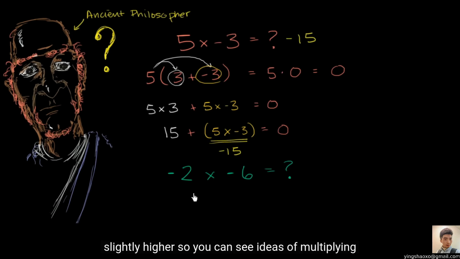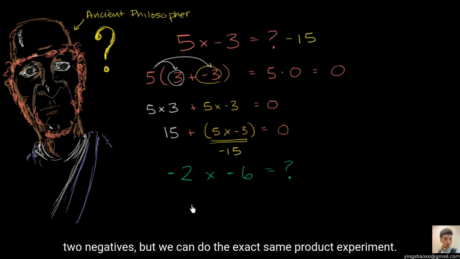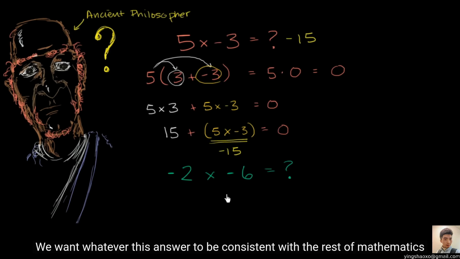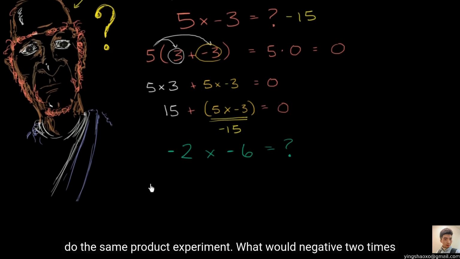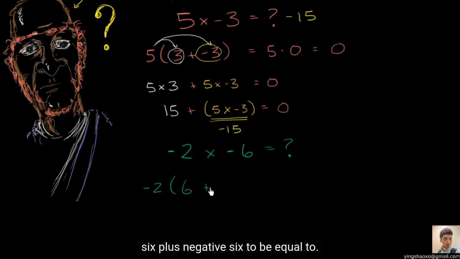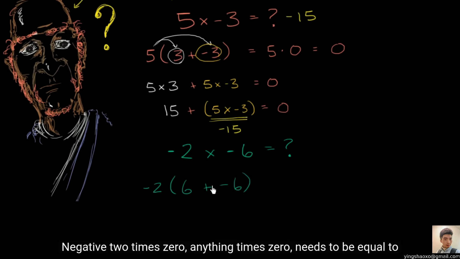Now, a slightly harder to conceive idea is multiplying two negatives. But we can do the exact same thought experiment. We want whatever this answer is to be consistent with the rest of mathematics that we know. So we could do the same thought experiment. What would negative 2 times 6 plus negative 6 be equal to? Well, 6 plus negative 6 is going to be 0. Negative 2 times 0, anything times 0 needs to be equal to 0.